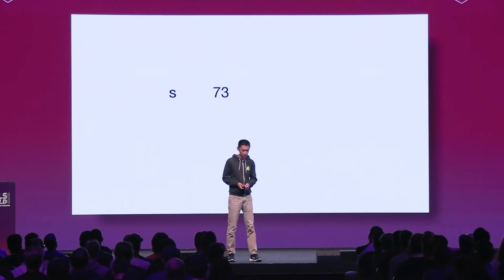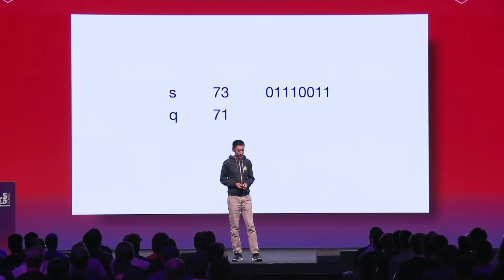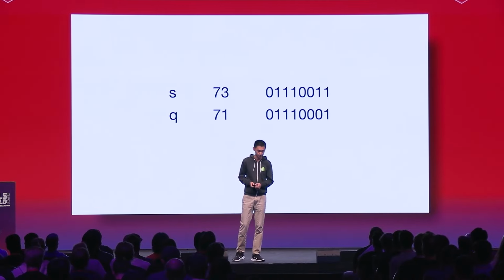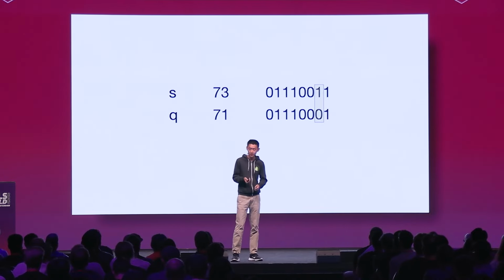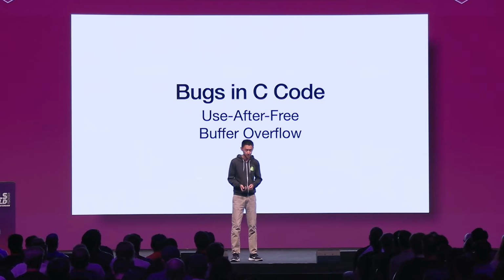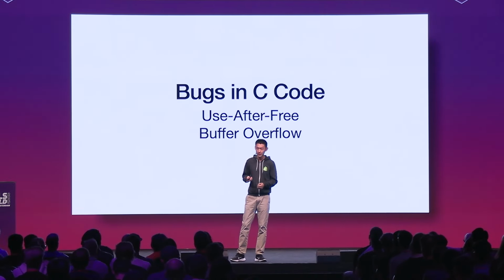If we look at the ASCII table, lowercase s has decimal 73, and in binary it looks like this. Lowercase q has decimal 71, and it looks like this in binary. Notice how the two characters differ by 1 bit. So somewhere, someone has flipped the second bit of this character. The cause of this bug was not certain, but it was possibly a use after free or buffer overflow bug where someone wrote to memory that it no longer owned.